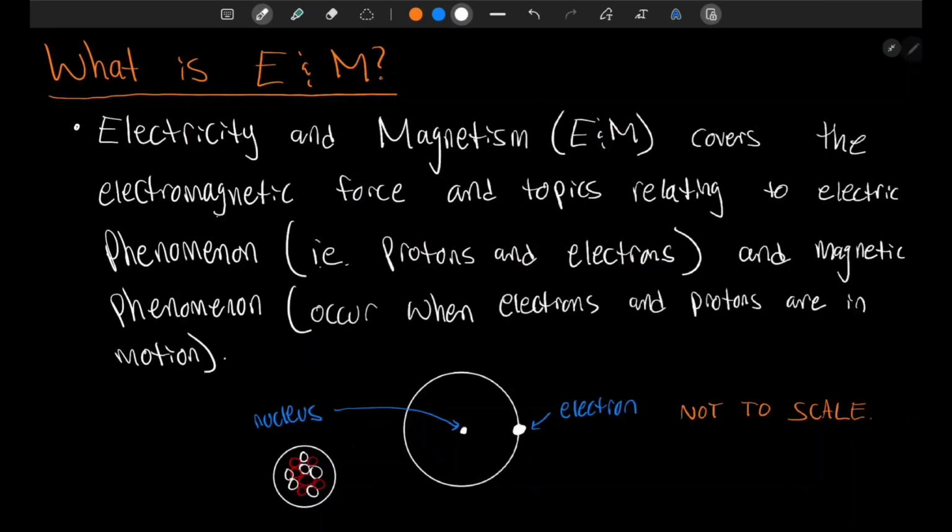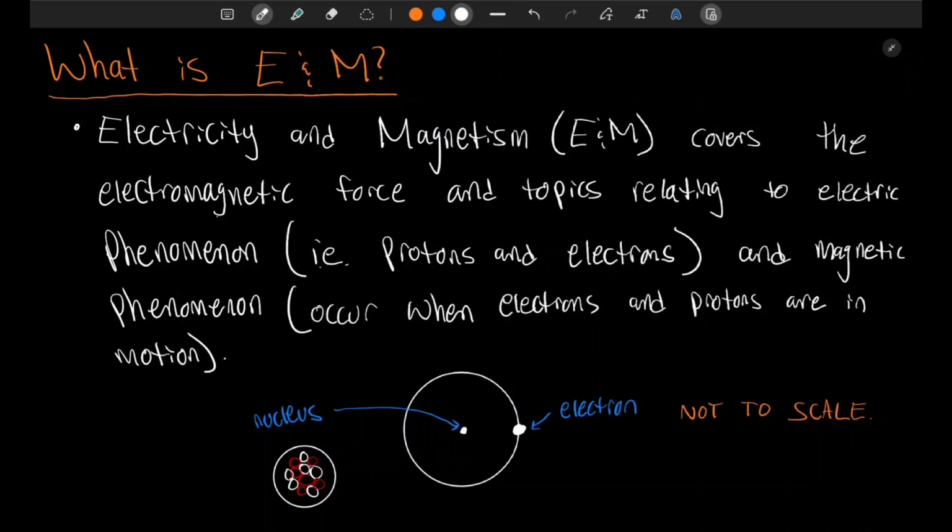Before we begin, we have to define E&M, or electricity and magnetism. E&M is a topic in physics which covers the electromagnetic force, which is something we'll talk about later in this course, and topics relating to electric phenomena, which are phenomena in physics that have to do with protons and electrons, and magnetic phenomena, which occur when these protons and electrons are in motion, or when they're moving.